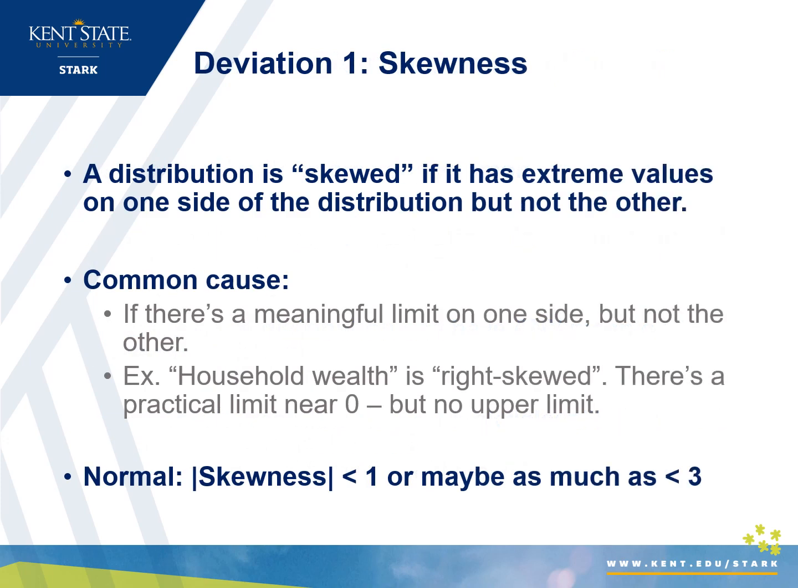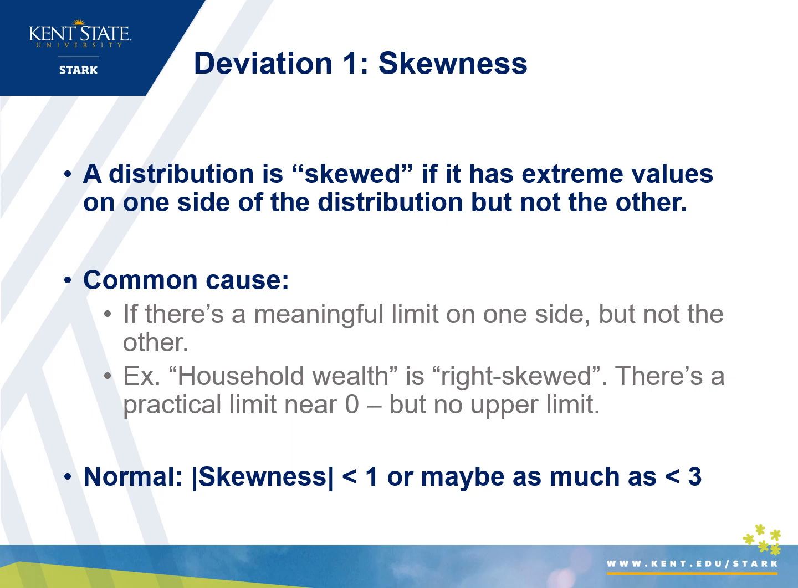Deviation is skewness. A distribution is considered skewed if it has extreme values on one side of the distribution, but not on the other. A common cause of this is if there's a meaningful limit on one side, but not on the other. For example, household wealth is right skewed. That is, it has some extremely high values, but it lacks extreme low values when we compare it to the mean. The reason for this is that there's a practical limit to wealth, right around 0, but there isn't really a practical upper limit. As a result, we have many people with a net worth right around 0, but a small handful with billions upon billions of dollars of wealth.